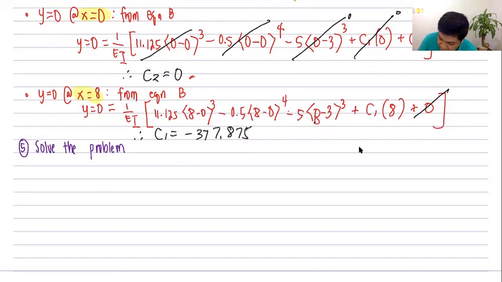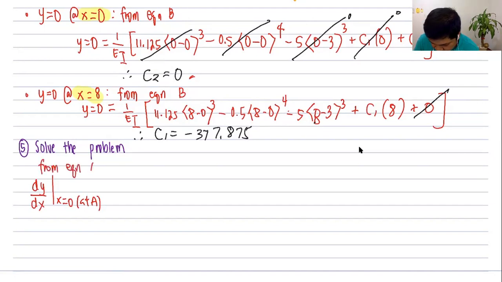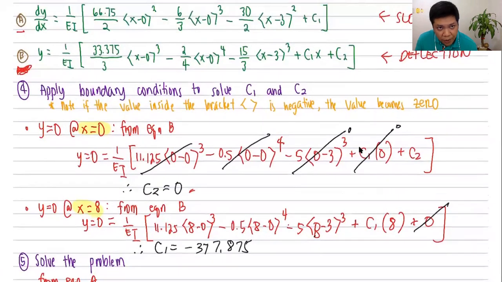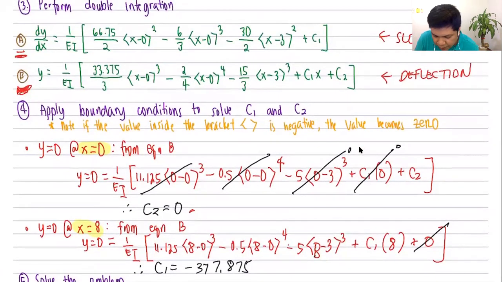Okay? So we're being asked what is dy over dx? So what is dy over dx? Okay? At x equal to 0. Okay? Or at A. Okay? So I will use equation A. Okay? So from equation A. Why do I need to use equation A? Going back, I need to use equation A because I'm solving for the slope dy over dx. Are we clear with that?